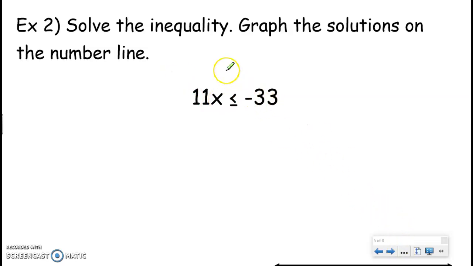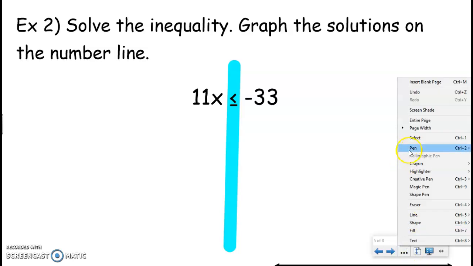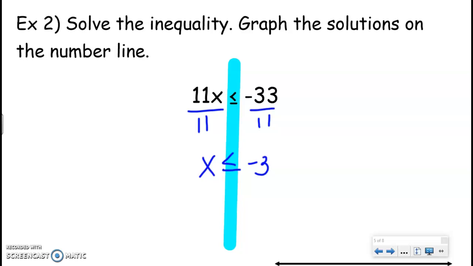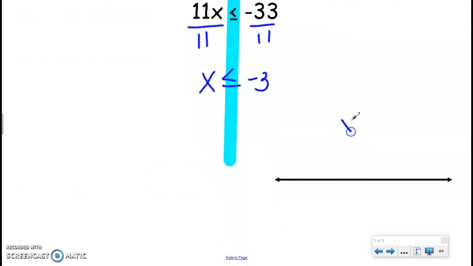Next one, solving. Okay, draw your line through your equal sign or your inequality sign. And this time my 11 and my x are right next to each other, so that means I need to divide to cancel. So I'm left with x and negative 3. Now you need to ask yourself, since I divided, was 11 positive or negative? If it's negative, I have to flip my sign. But since it was positive, we're going to keep the same. Okay, so I get x is less than or equal to negative 3.